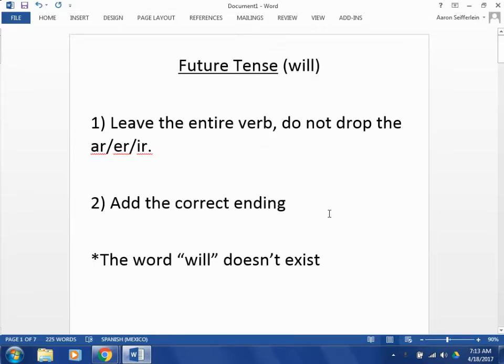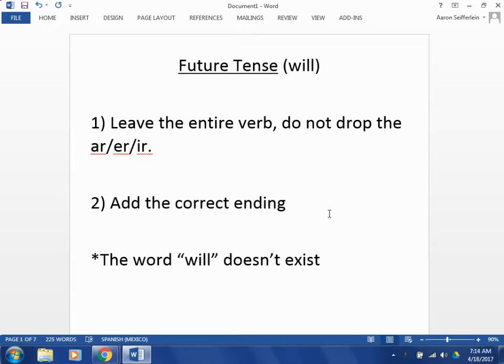Hola, this is a relatively quick grammar lesson on how to use the future tense in Spanish. When I say the future tense, I mean the equivalent of the English will. I will do something, we will learn. This tense is easier than other ones we've done before, but it has its little quirks and strange details.